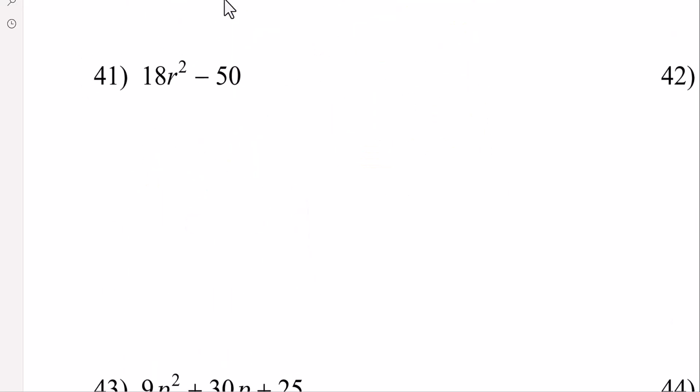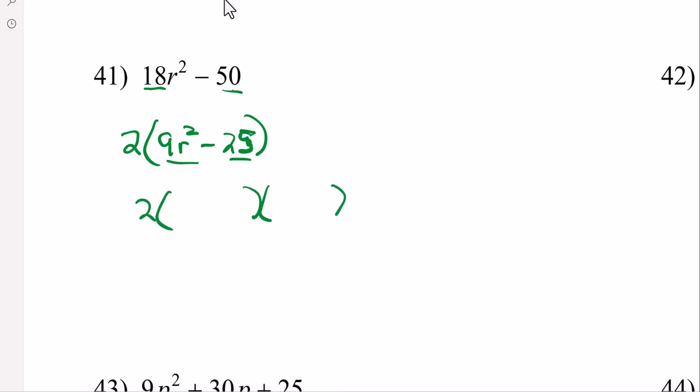So, notice 18 is not a perfect square. Neither is 50, but these both have a 2 in common. 18 divide 2, you're going to be left with 9r squared. 50 divide 2 is 25. And now these two are a perfect square. So you're going to put your two sets of parentheses, put one subtract, one add. The square root of 9r squared is 3r. The square root of 25 is 5. That's the work that you would show me.